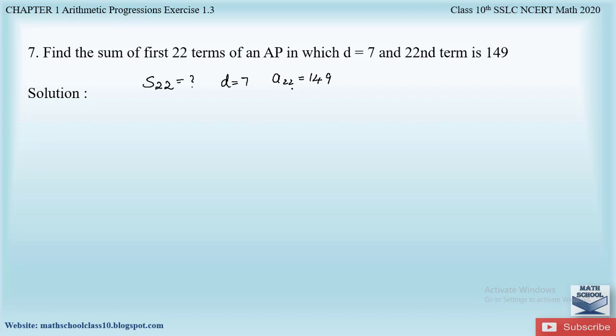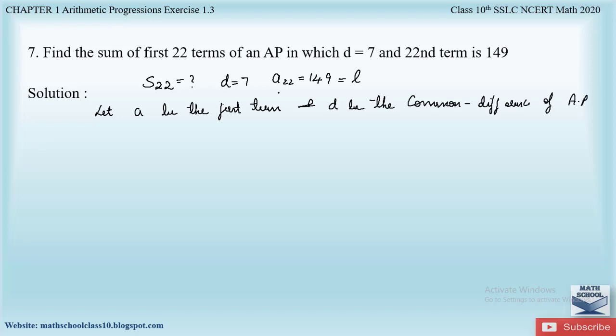If you observe the question, the 22nd term is the last term of the AP, since we are finding the sum for 22 terms and there are only 22 terms in the AP. So a22 equal to 149 is also the last term of the AP. First, let a be the first term and d be the common difference of the AP. Since the last term is given, we will use the formula Sn is equal to n by 2 into (a plus l).